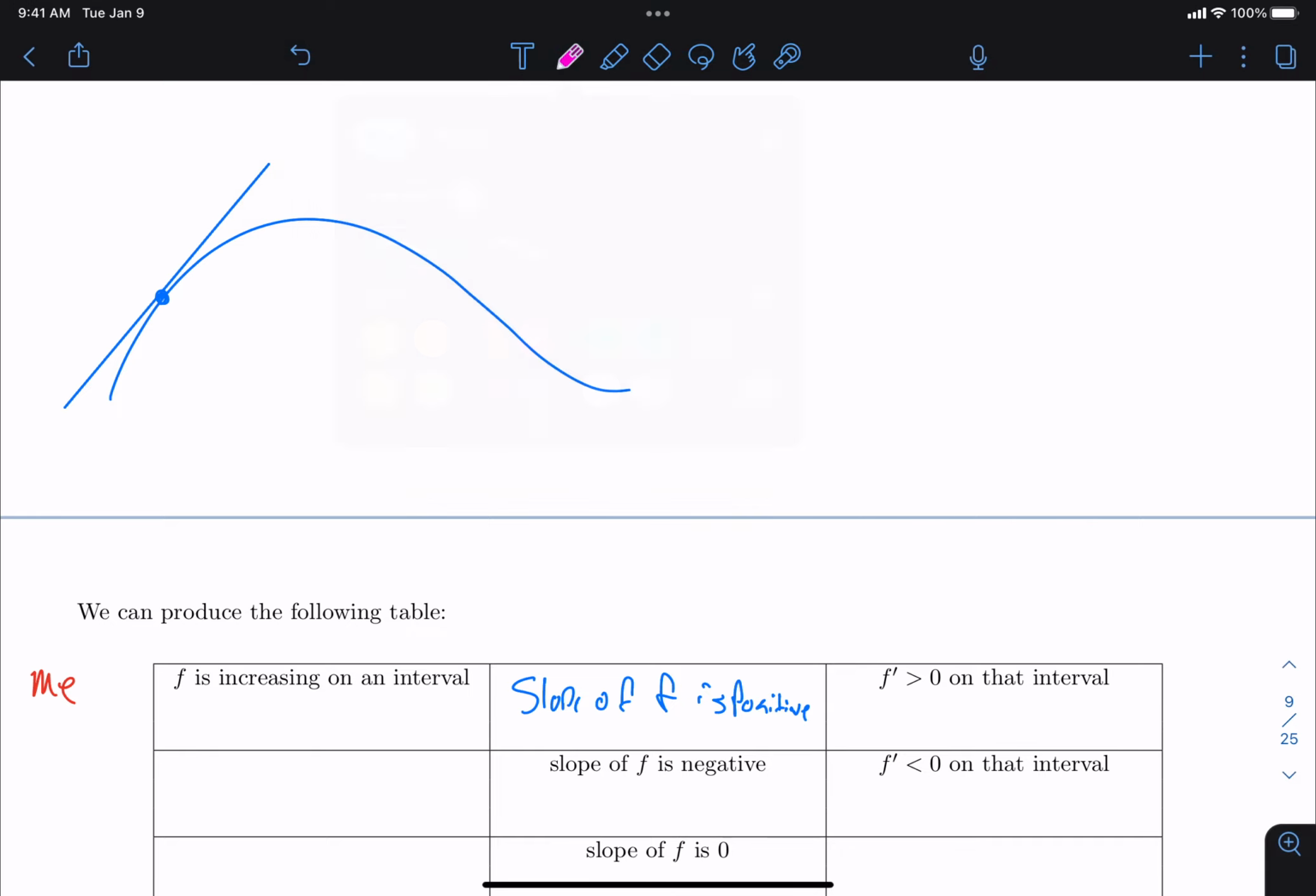All right, let me color coordinate this. Next up, we have something like this. So on this region, the function is decreasing, right? It's going down. If I was walking on this thing, I'd be going downhill, right? That means my height is decreasing. Yes? So what does that mean? Well, that means that the derivative is going to be negative because the derivative just tells us what the slope of the tangent line is. And that tells us that f is going to be decreasing.